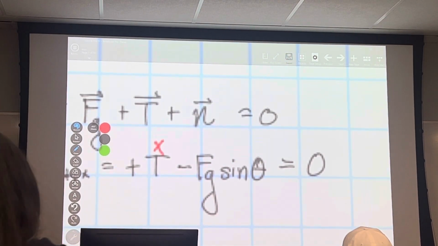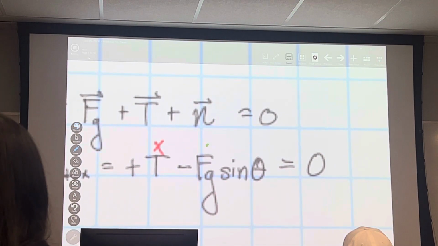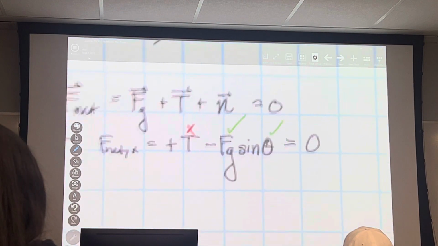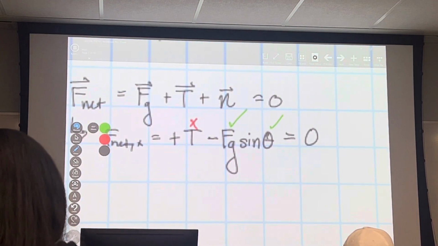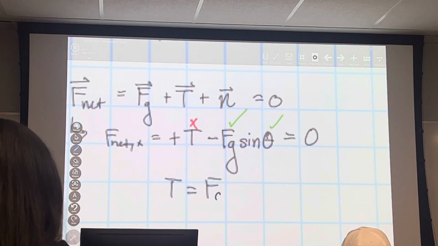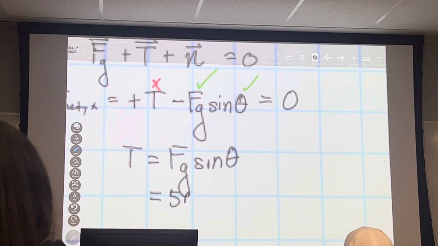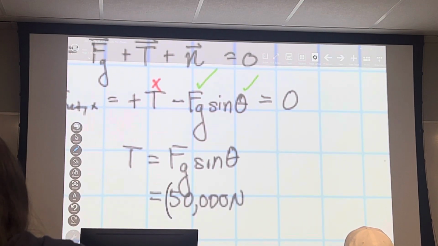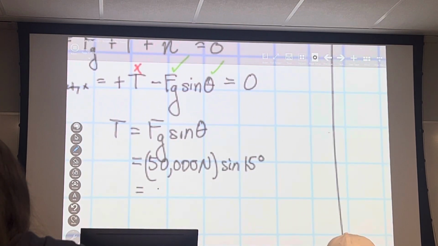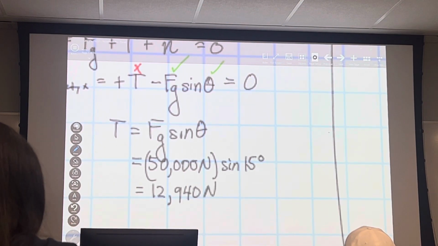Do we know the force of gravity? Yeah, 50,000 newtons, we know that. Do we know theta? Yes, it's tilted at an angle of 15 degrees, and this is simply the problem. The tension is going to be Fg sine of theta, meaning it is 50,000 newtons times sine of 15 degrees. And if you do that, you're going to get a value of 12,940 newtons. That is tension.